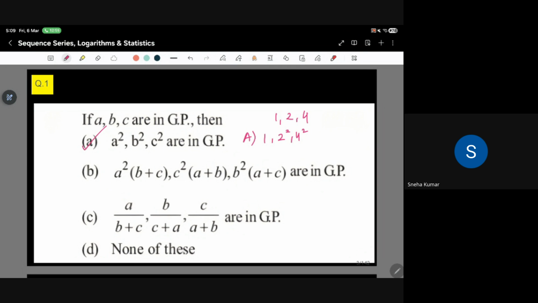Now check option B. So A square is 1, B plus C is 2 plus 4, which is 6, C square is 16. Then A plus B is 3, B square is 4, A plus C is 5. So they will form 6, 48 and 20. So they are not in GP. In the same way, when you check option C, it will also not form a GP. Yes, any doubt here in this?